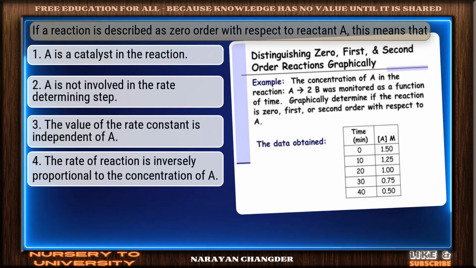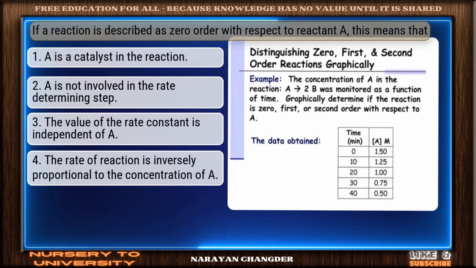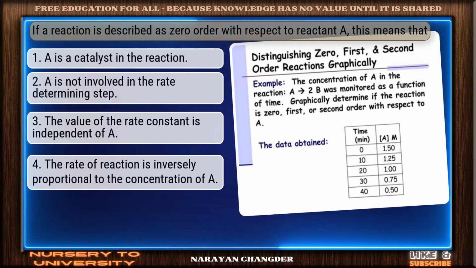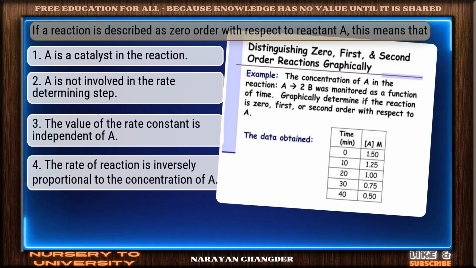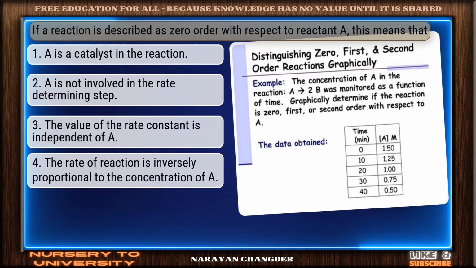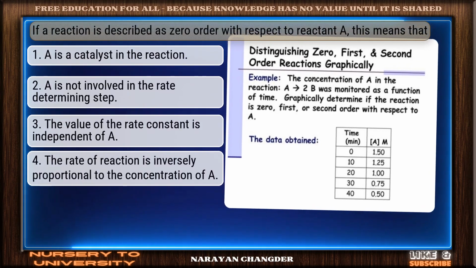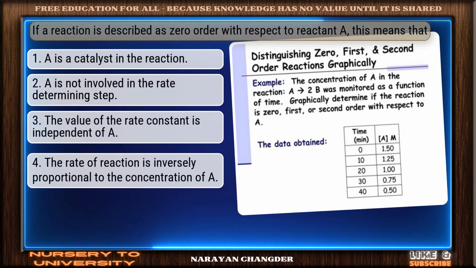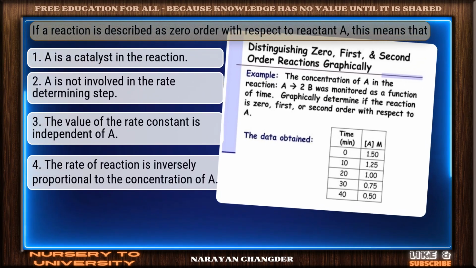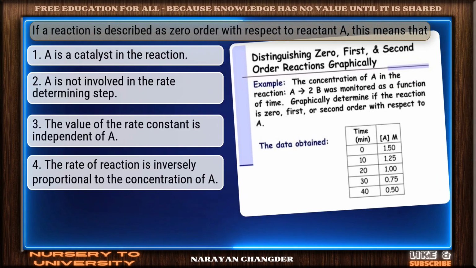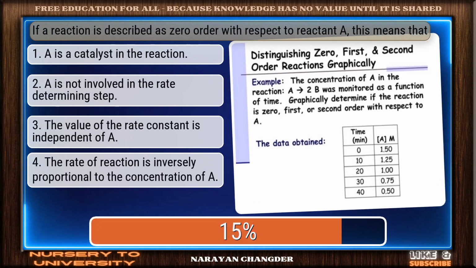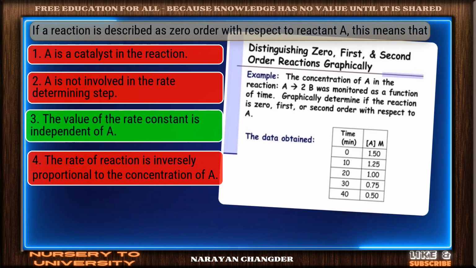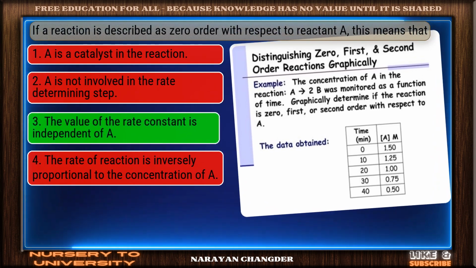If a reaction is described as zero order with respect to reactant A, this means that Option 1. A is a catalyst in the reaction. Option 2. A is not involved in the rate-determining step. Option 3. The value of the rate constant is independent of A. Option 4. The rate of reaction is inversely proportional to the concentration of A. Yeah, the value of the rate constant is independent of A is correct.